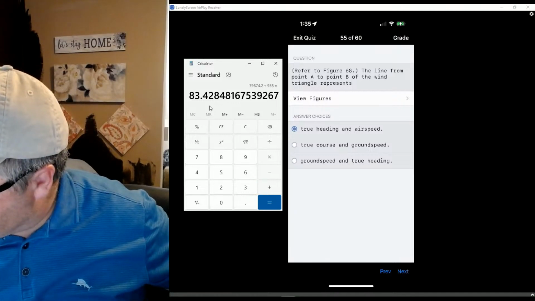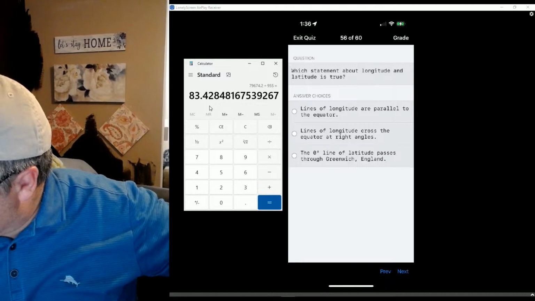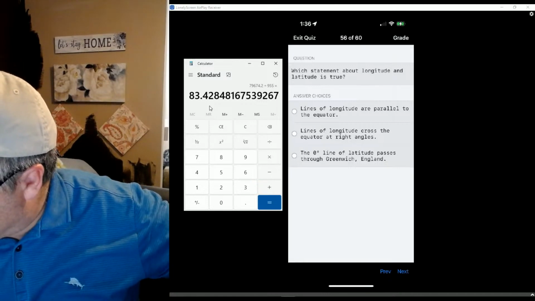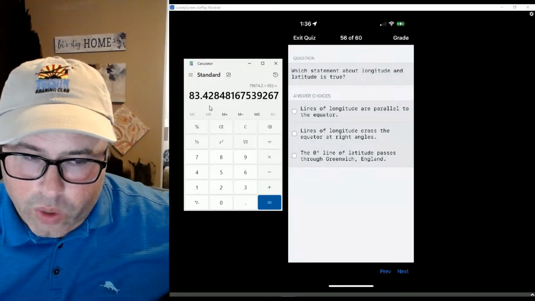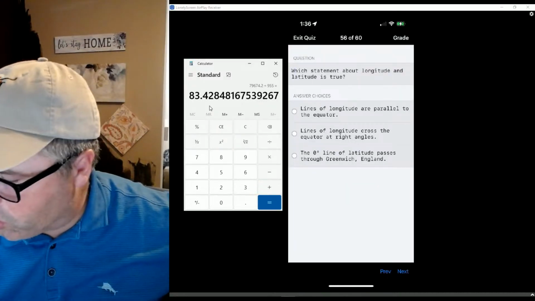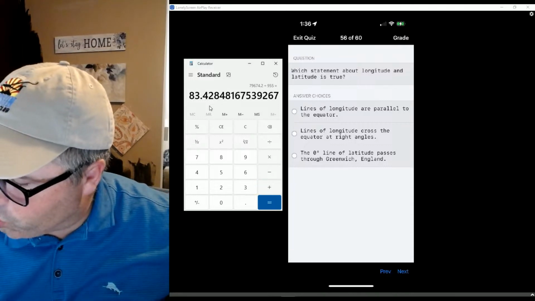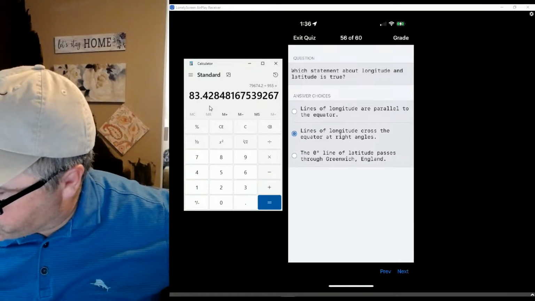This is airspeed. Which statement about longitude and latitude is true? Lines of longitude are parallel to the equator. No, longitude, long lines, go up over the pole. They're all the same length. Lines of longitude cross the equator at right angles. Ooh, that one. The 0-degree line of latitude passes. No, that's longitude. They're trying to get you confused on that.